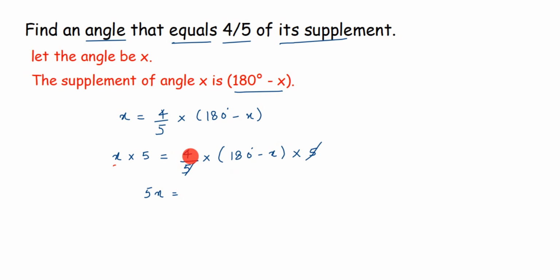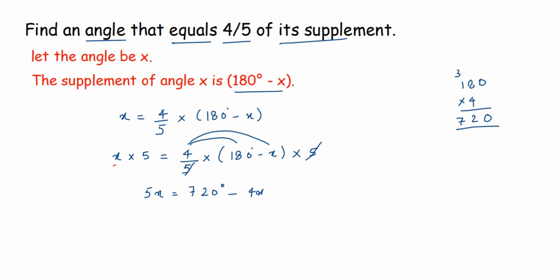Multiply 4 and 180 degrees. What is 180 times 4? 4 times 0 is 0. 4 times 8 is 32, we write 2 and carry 3. 4 times 1 is 4, plus 3 is 7. We get 720. So this is 720 degrees minus 4 times x, which is 4x. Now we have 3 terms: 1 term on the left side, 2 terms on the right side.